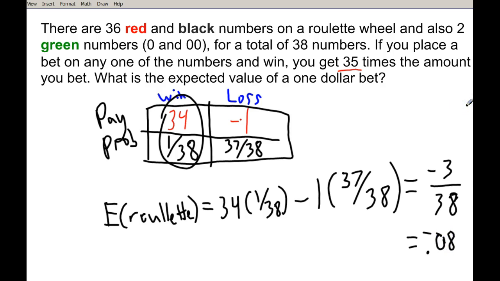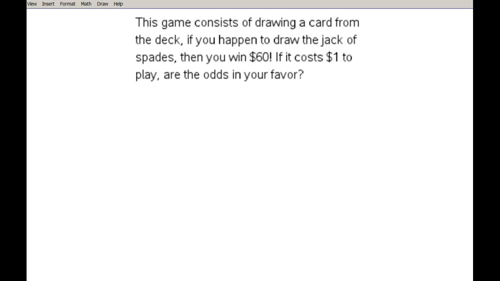So if you spend $100 on roulette, you would expect to have about $92 left. If you spent $1,000 on roulette, you'd expect to have about $920 left. So you're going to lose money over the long run, but you're going to lose at an 8% clip. So it's not as bad as, say, a scratch-off lottery ticket, which you'd lose more like 40%.